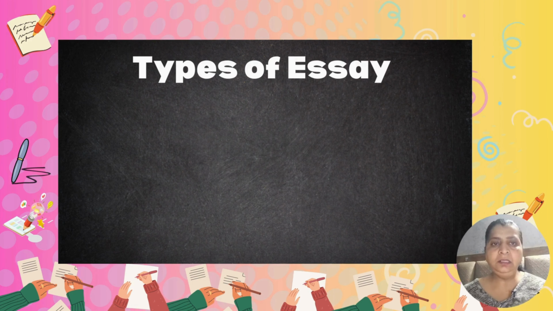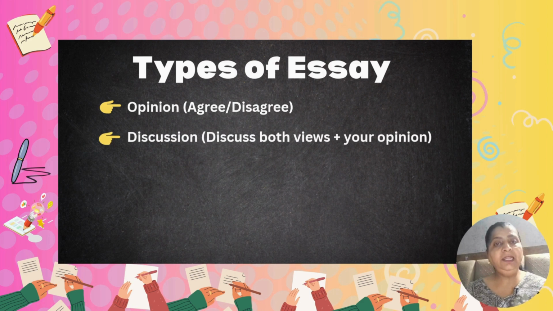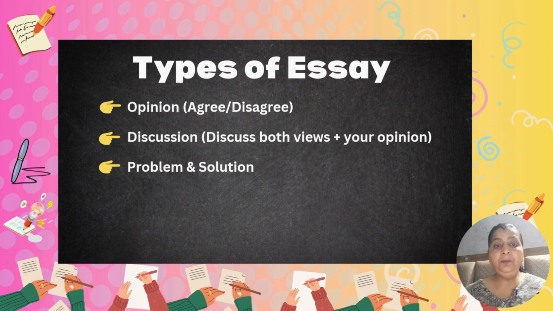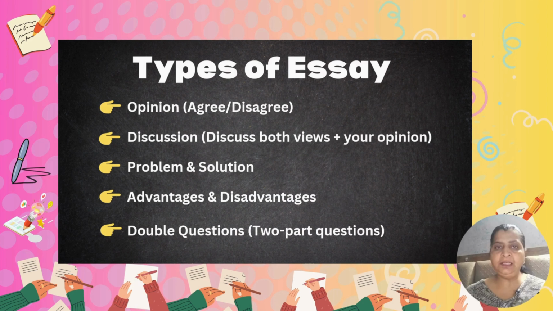First of all, let us learn the types of essay before proceeding. The first type of essay that can come to you is opinion, agree or disagree. The question is asked how much you agree or to what extent you disagree. The second type of essay that can come is discussion: discuss both views and give your opinion. Then give the problem and solution, advantages and disadvantages. And double question essays mean your question will be divided into two parts.